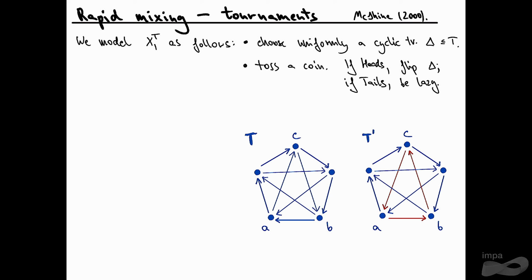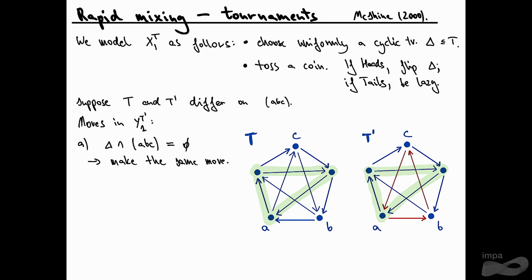The way we model the one-step distribution from T is that we just sample a cyclic triangle uniformly, and then we toss a coin. Either we are lazy or we switch the triangle. And then we get to a new place in the interchange graph. Suppose T and T prime differ at ABC. Now we'll care about the right-hand side: depending on the step on the left-hand side, we will define the step on the right-hand side.